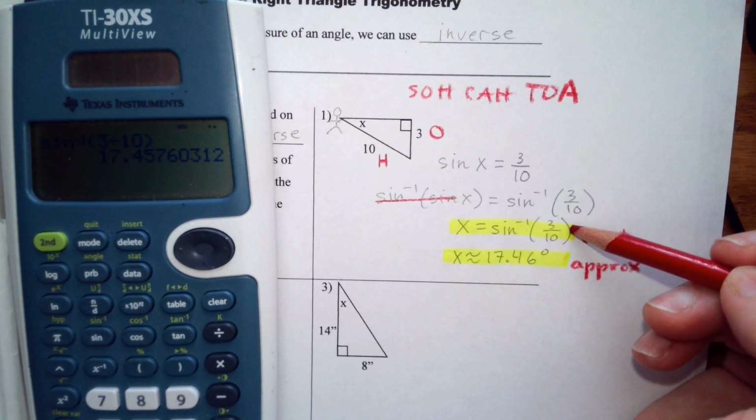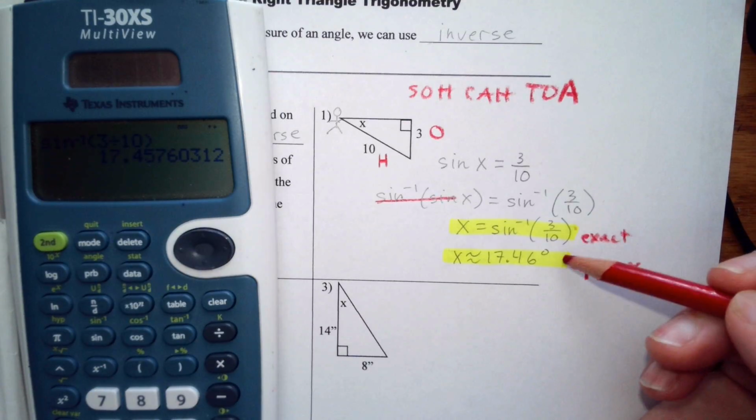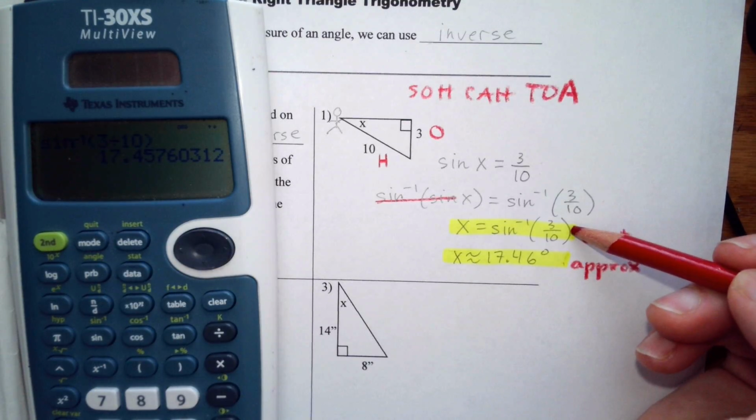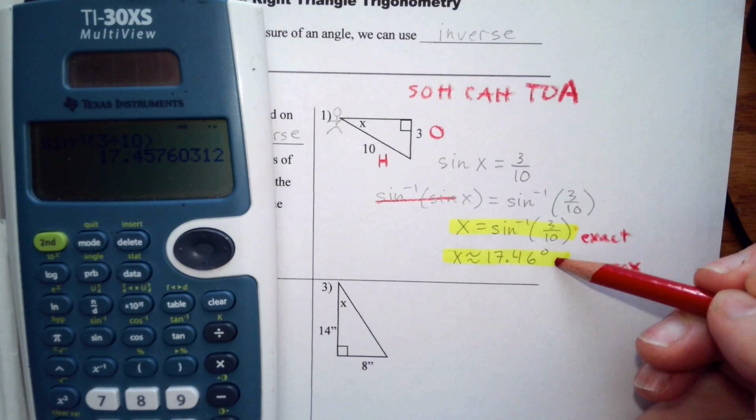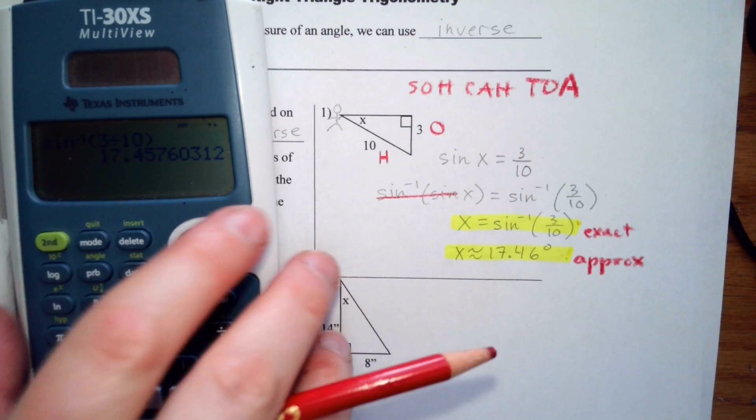I've got my exact answer, and that's where I'd stop if I had no calculator, and then approximate it because we're not that nerdy. We don't want to say the angle's that. We want to actually give a real number for that. Okay, that makes more sense.